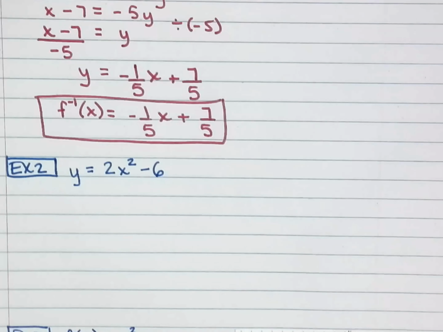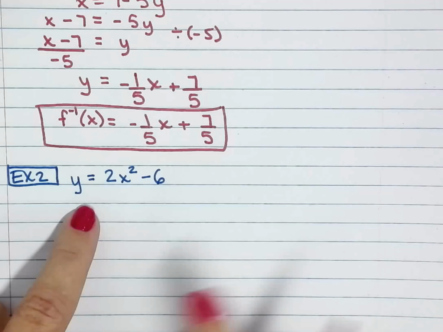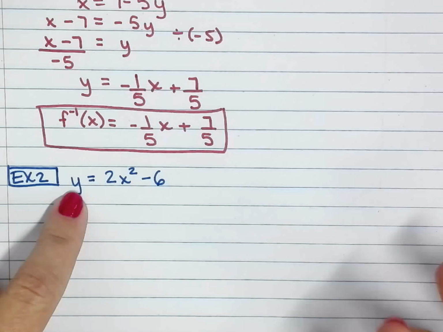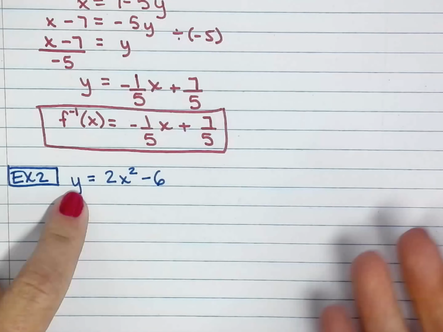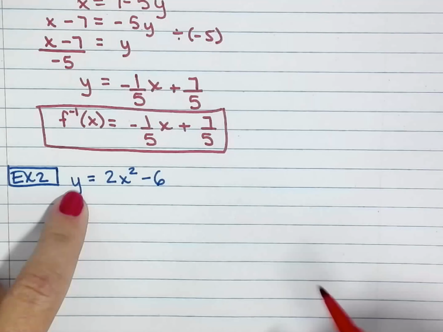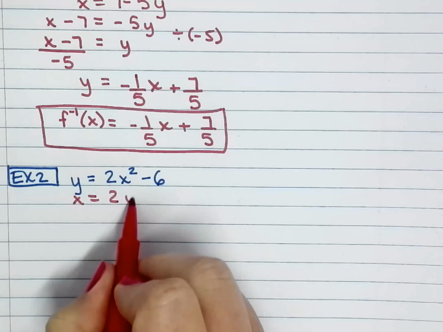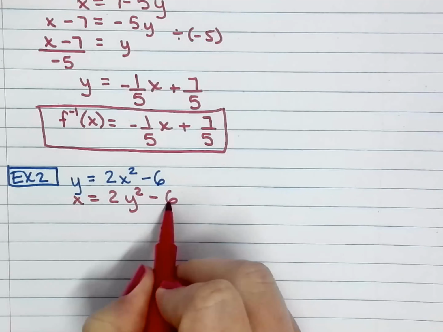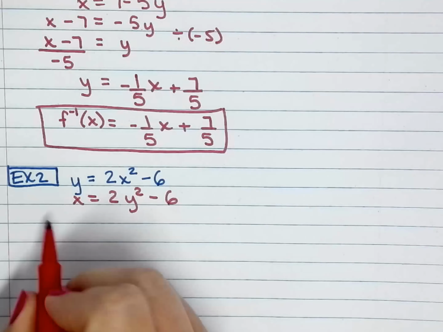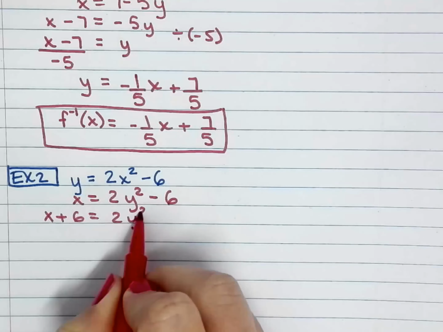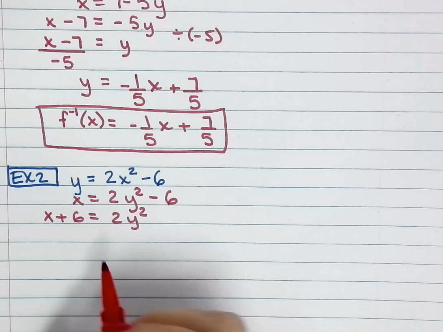So now the next one, we're going to follow the same steps from example 1. This one already gave me y equals, so I don't have to change that in the first step. So where I see y, I'm going to write x, and where I see x, go ahead and write y. So add 6 to both sides. Divide both sides by 2.